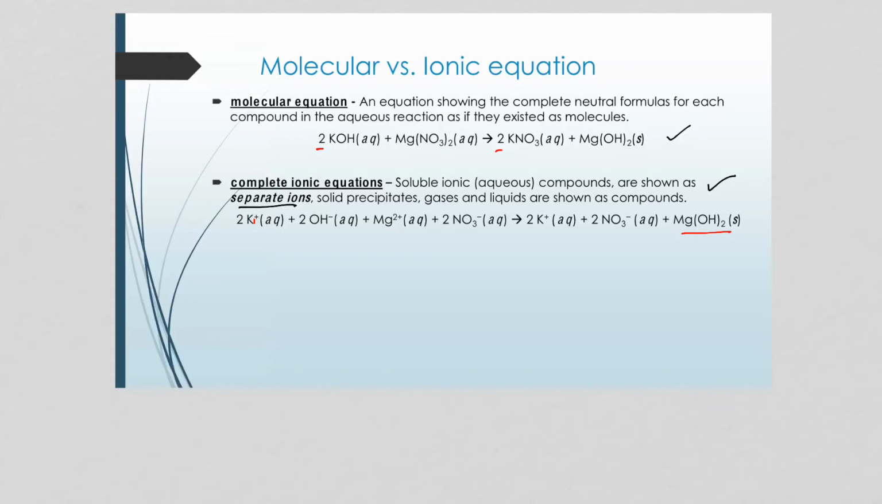And so this gives me a more accurate prediction of what's actually in that flask, right? If I were to do this reaction, I have these ions floating around in solution: potassium, hydroxide, magnesium, nitrate ions floating around to start out with. And at the end, I have potassium and nitrate ions still floating around in solution, but the magnesium and hydroxide ions have combined to give me this solid.